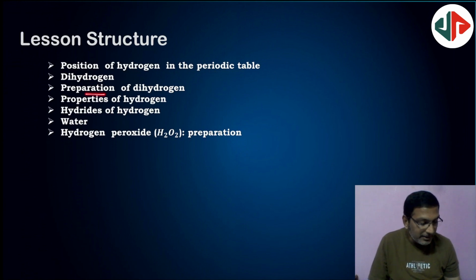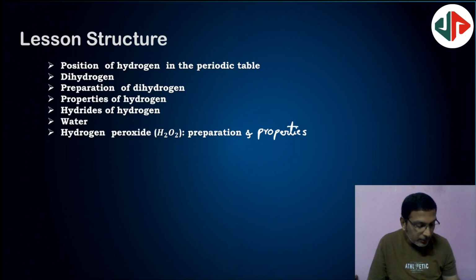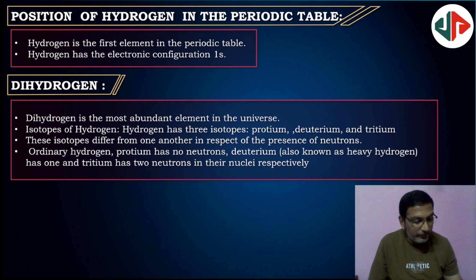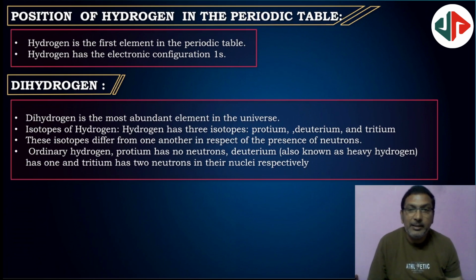Next, preparation of dihydrogen, preparation of H2, properties of hydrogen. Next, hydrides of hydrogen, this is very important for competitive exams. Next, about water, and last, hydrogen peroxide preparation and properties. So main preparation is important, after that properties. So first topic, position of hydrogen in periodic table.